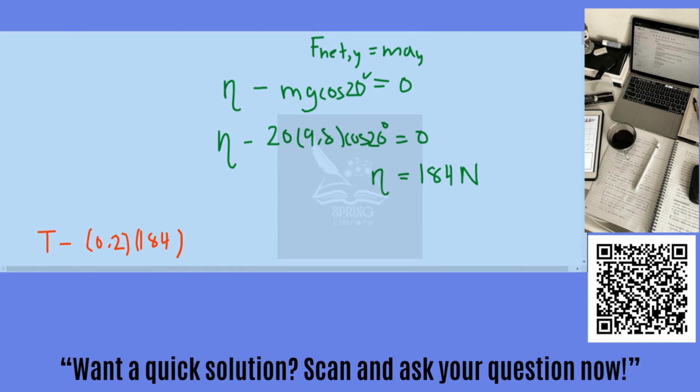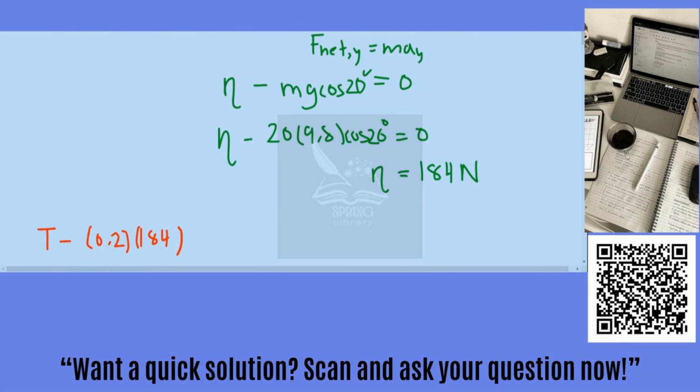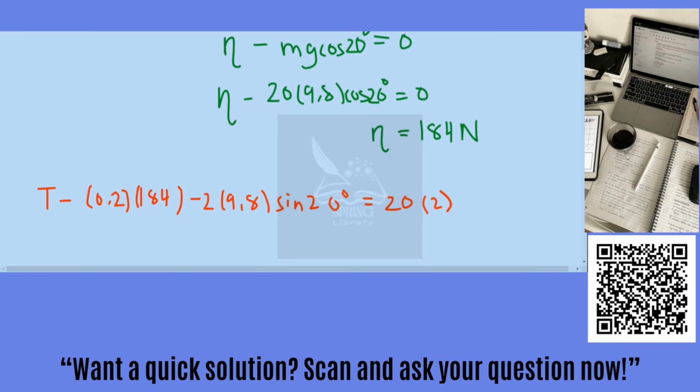Okay, let's go ahead. We'll have a peek up here. What do we write? Minus 2, 9.8 sine 20. And that's all equal to 20 times 2. And so when we bring these two terms over to the right-hand side and we plug that all into our calculator, we get a tension force of 143 newtons. So that is the pulling force required to accelerate this object 2 meters per second squared up the ramp.